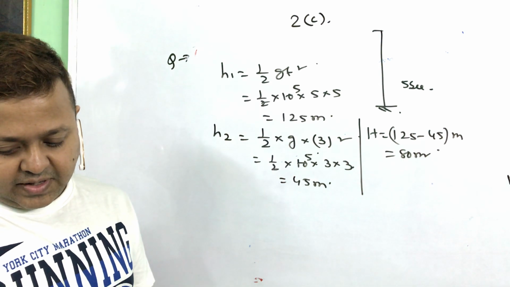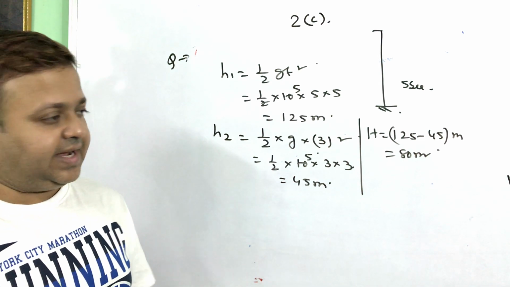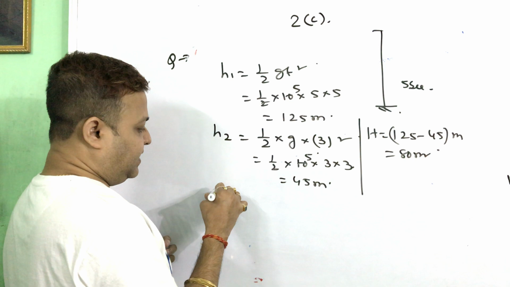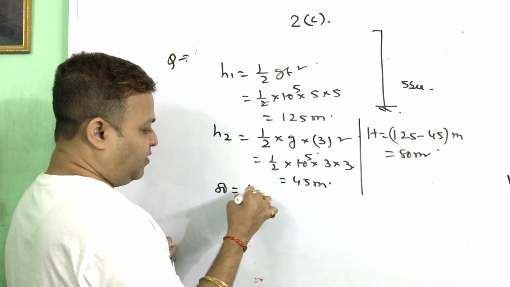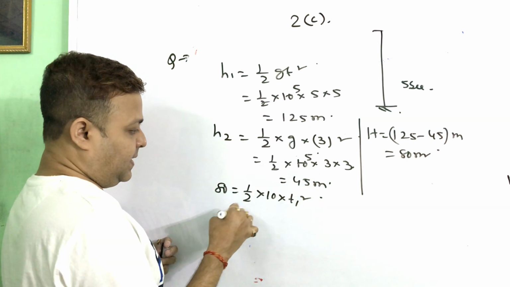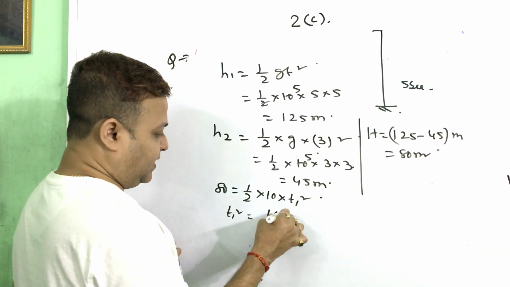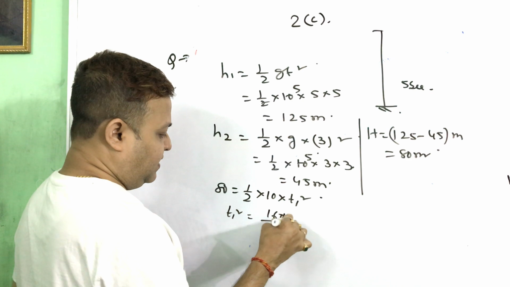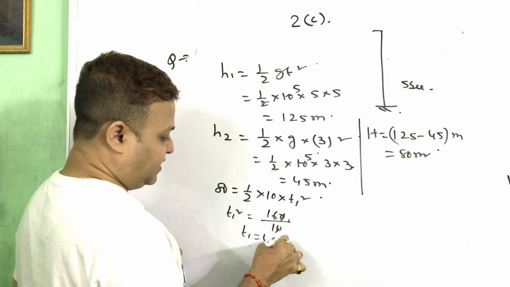Then the time required to reach the ground for the remaining height. Now the height is 80 meter, equal to half g into t1 square. That is t1 square equals 160 by 10, so t1 equals 4 seconds.